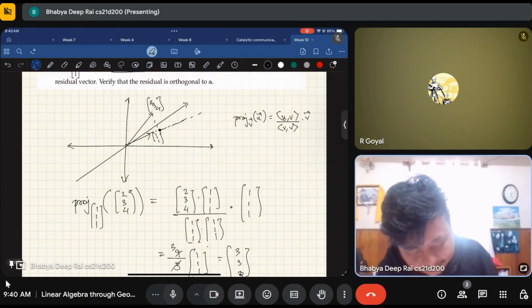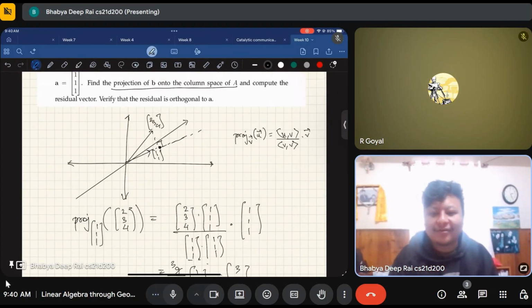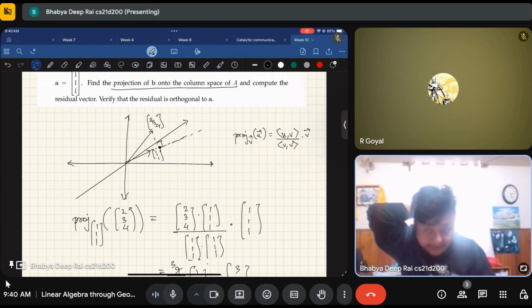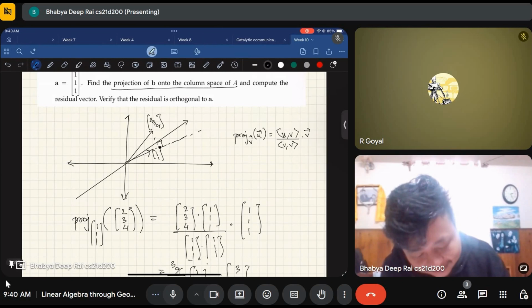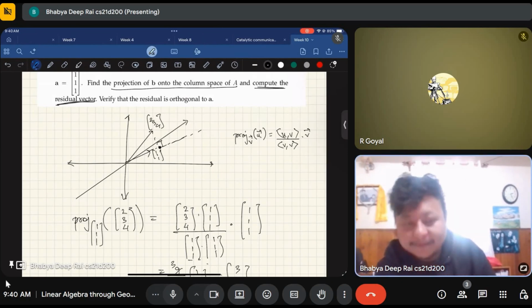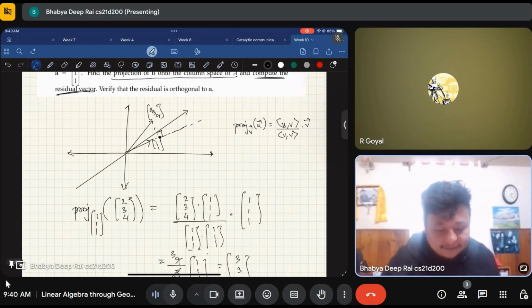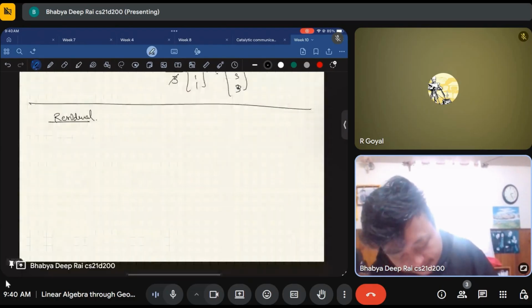Okay, so this projection comes to 3, 3, 3, which we can clearly see lies here. Now it is saying compute the residual vector, and verify that the residual is orthogonal. So now I come to the concept of residual. What is a residual?